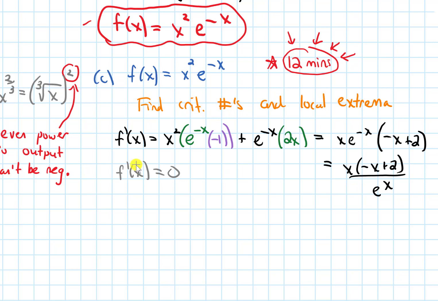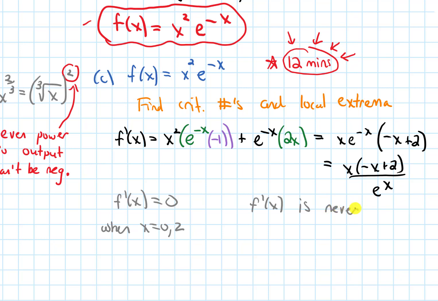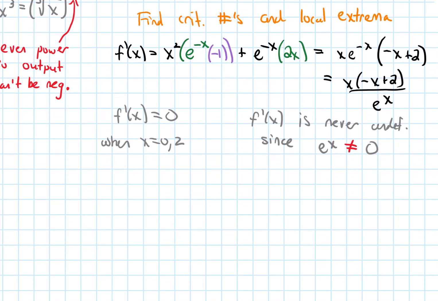All right, so our derivative equals 0 when? Because I have this fraction, the numerator needs to be 0. And that happens when x is 0 or 2. That's why it's helpful to have it factored. And our derivative would be undefined when the bottom is 0. And that never is going to happen. This derivative is never undefined, since the denominator e to the x never equals 0. No matter what power I plug in for the x, e to any power is always positive. It'll never be 0. Okay, so we are ready for our sign chart.